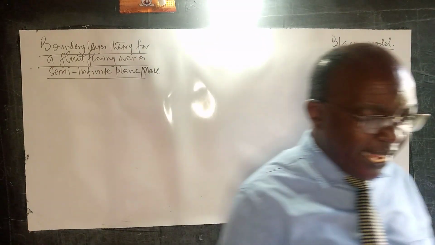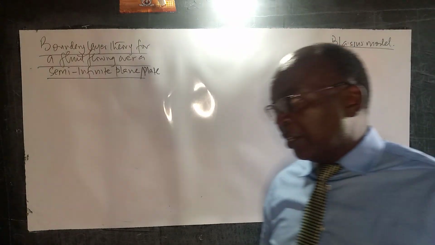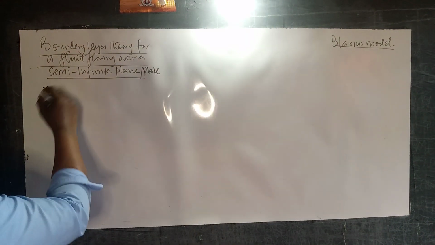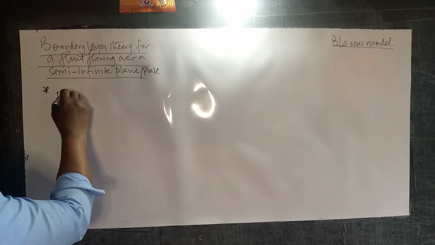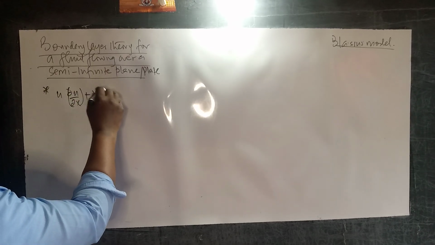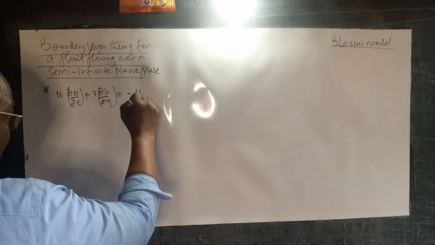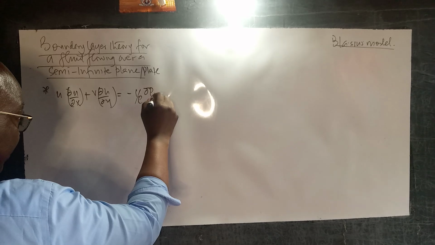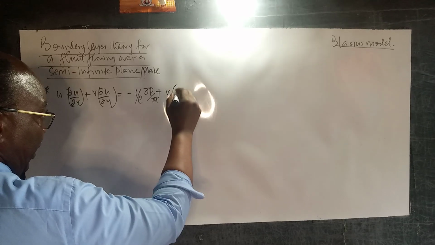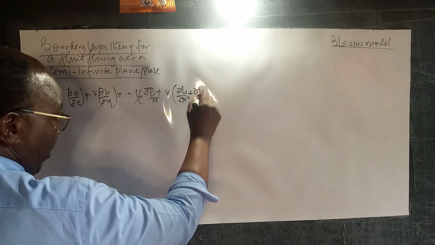There will be some similarity with the momentum-based framework which we looked at earlier on. Remember, we had said that u del u del x plus v del u del y was minus 1 over rho del P del x plus the kinematic viscosity times del 2u del x squared plus del 2u del y squared.